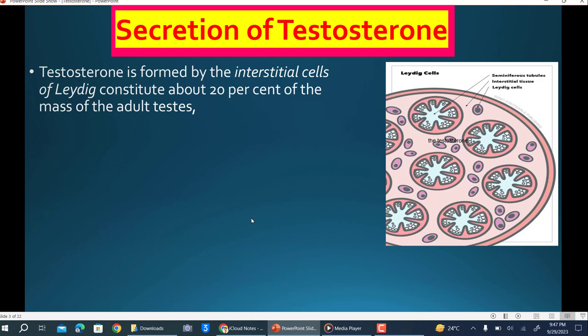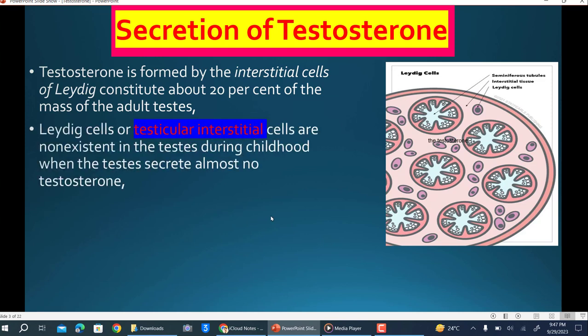the adult testes. Leydig cells, or testicular interstitial cells, are nonexistent in the testes during childhood, when the testes secrete almost no testosterone. These are the seminiferous tubules. These are the Leydig cells. They are not available during childhood and therefore produce no testosterone.